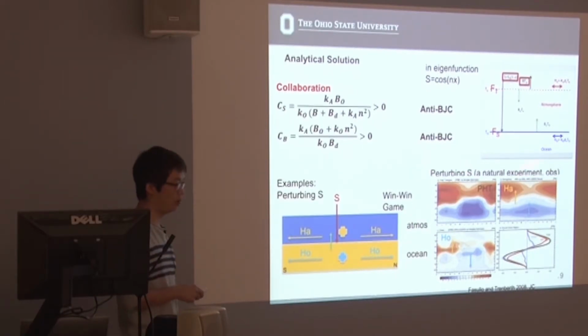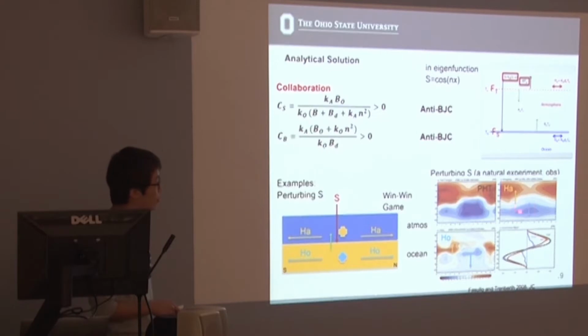Here is a natural experiment from observation when people study the seasonal cycle of ocean heat transport. The x-axis is different months, and the shading is heat transport. Red means northward and blue means southward. So we find that, for example, in boreal winter, both atmosphere and ocean are transporting energy northward, and in boreal summer, both of them are transporting energy southward. So in this case, the atmosphere and ocean heat transports are collaborating, which is predicted by our simple model.